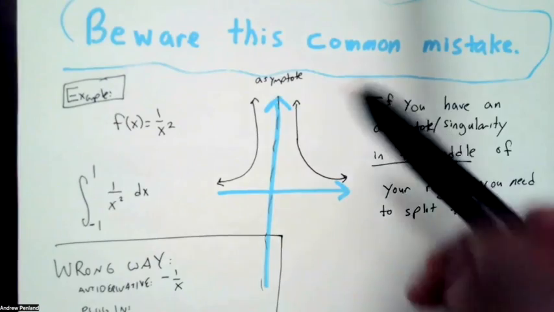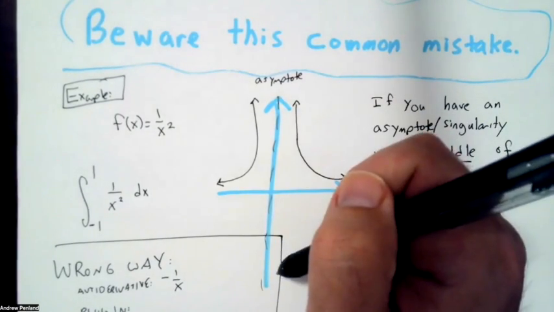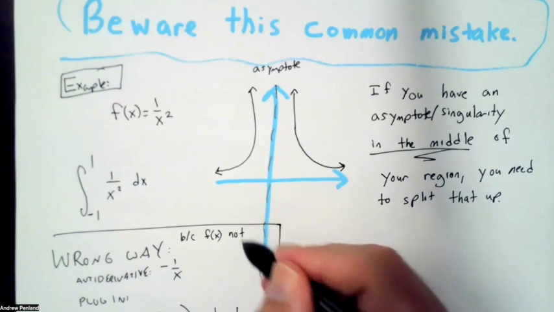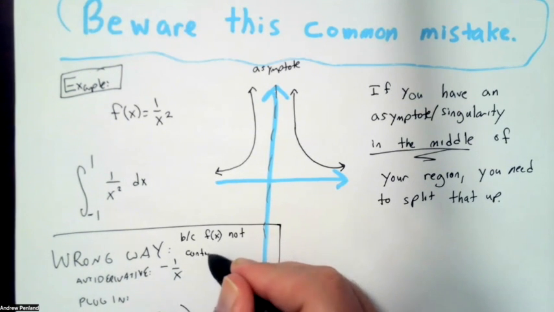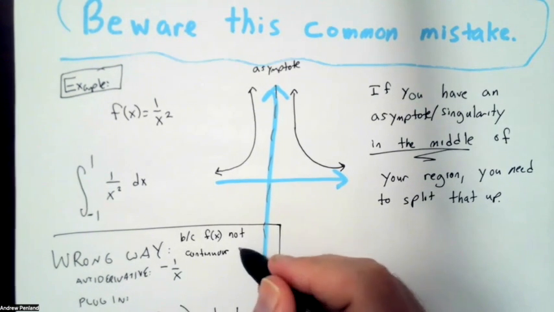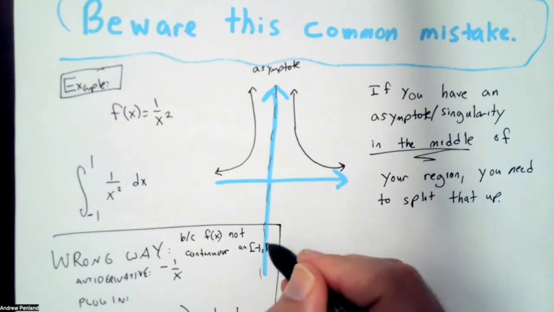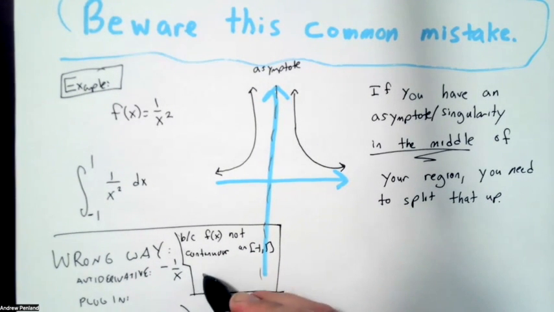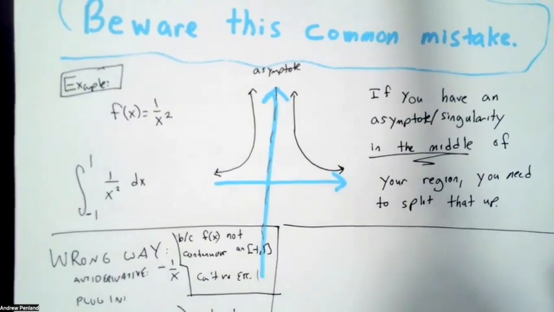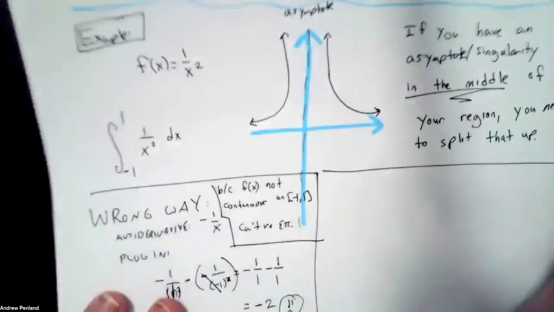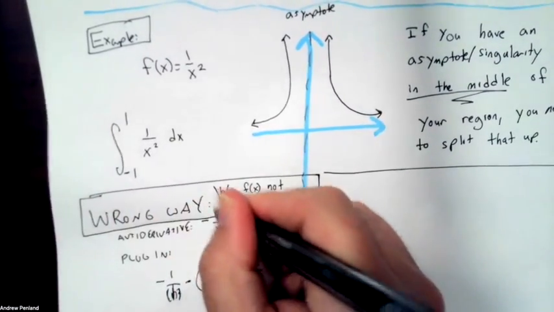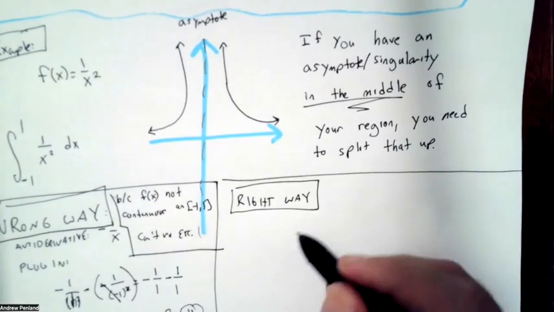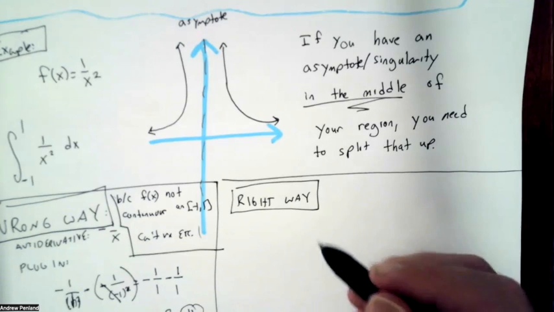And the problem is we can't use the fundamental theorem of calculus because this function is not continuous. Remember, the fundamental theorem of calculus absolutely requires that the function you're integrating be continuous on -1, 1. So the right way to do this is to split this up. This is the wrong way when you just plow straight ahead, and this is the right way when you split it up. So we're going to do what we did before.